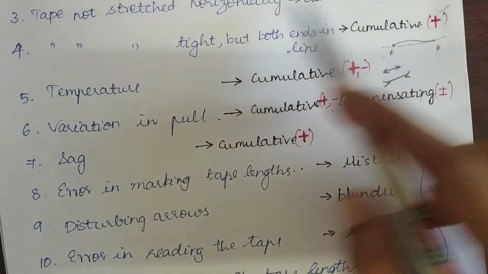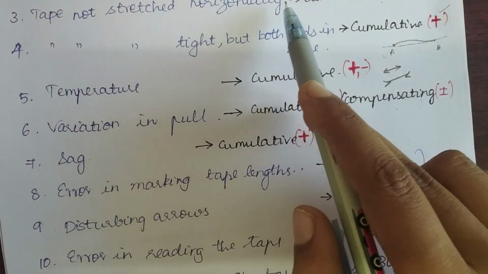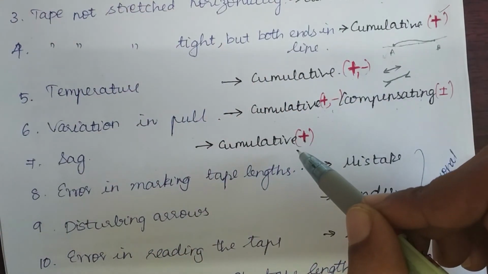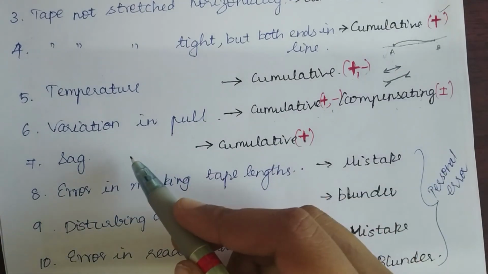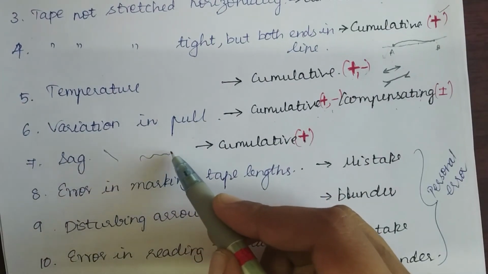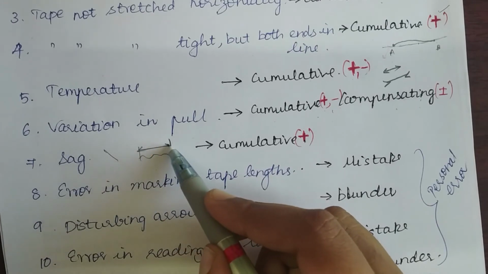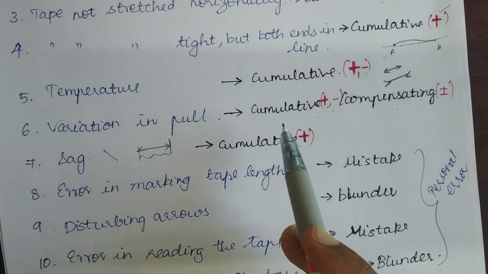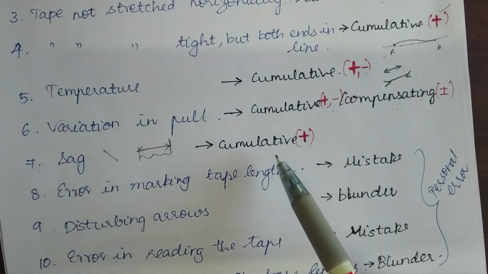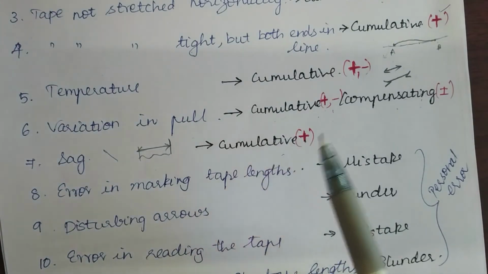The next one is sag. As we have seen here, the tape is not stretched horizontally. The same case is applicable to sag. In sag, say it is a sloping ground or the ground has undulations, so you have to lift the chain or tape so as to find the distance. In both the cases, when sag occurs, the error will be cumulative and positive.